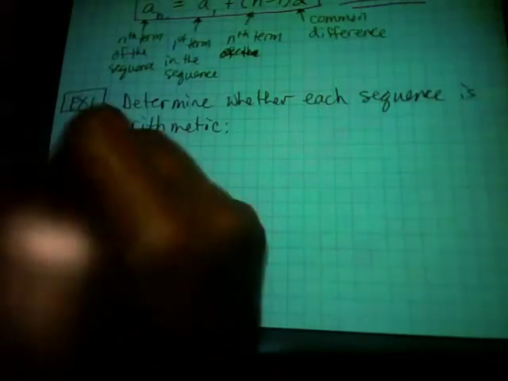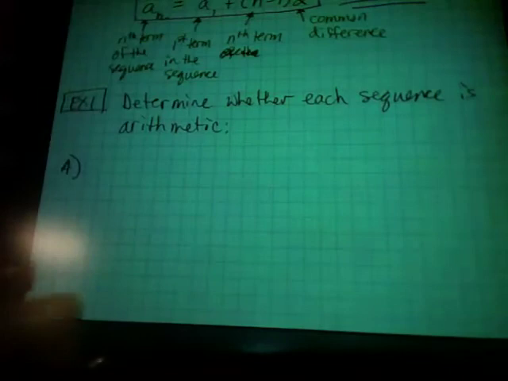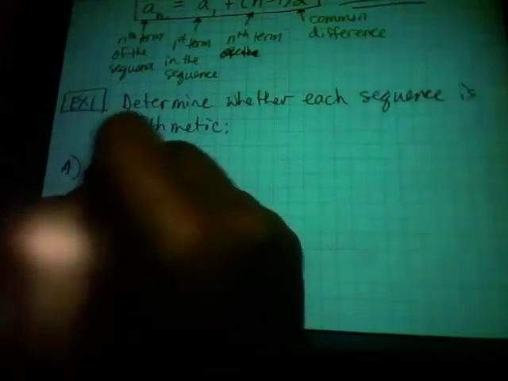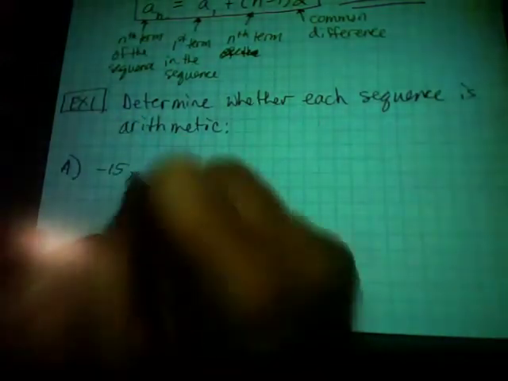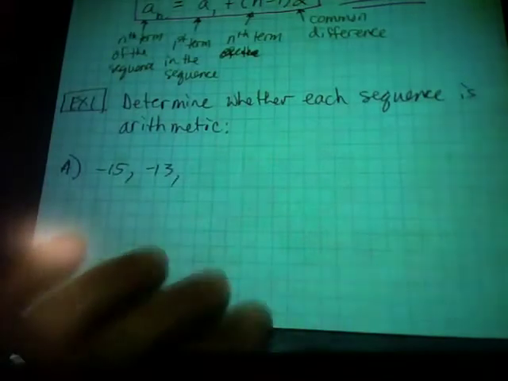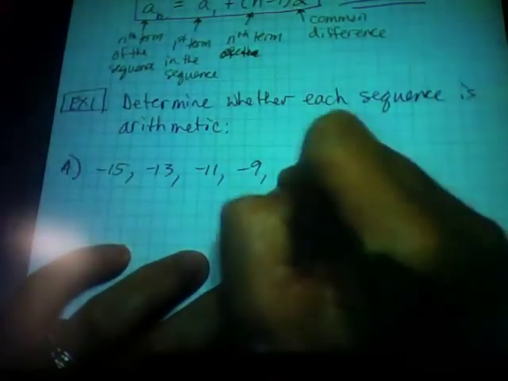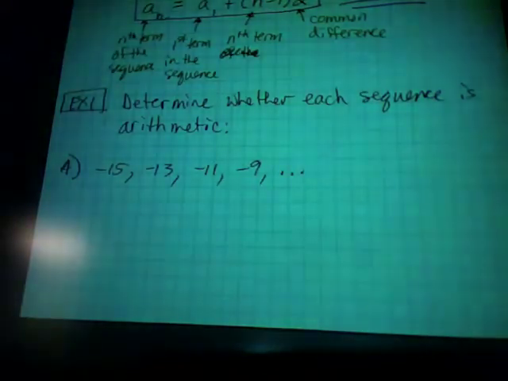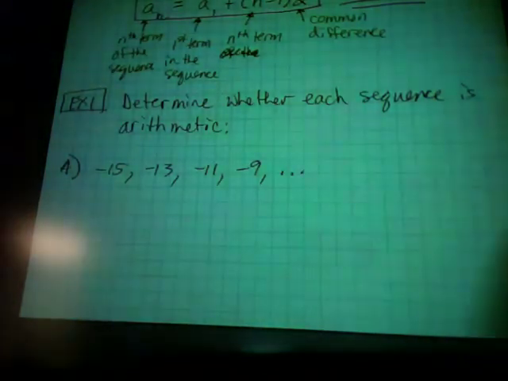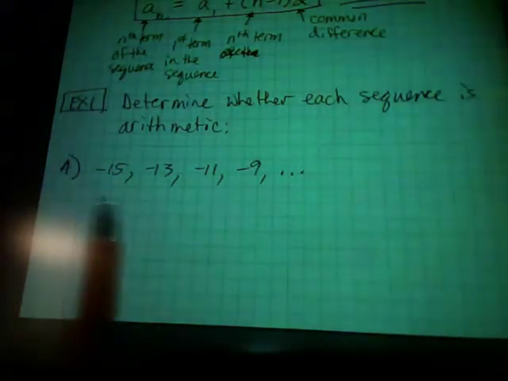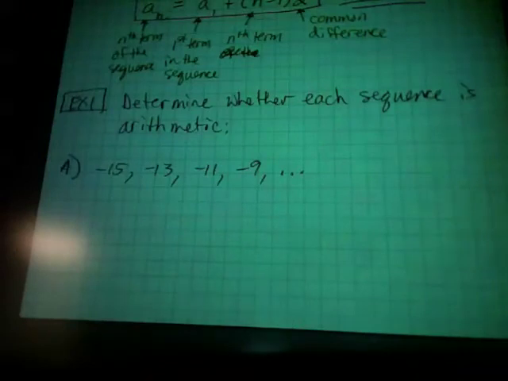So look at this first one. The first one is negative 15, negative 13, negative 11, negative 9, dot, dot, dot, meaning it continues infinitely. Is this pattern increasing or decreasing? It is increasing because as negatives get smaller, they're really getting bigger, right?